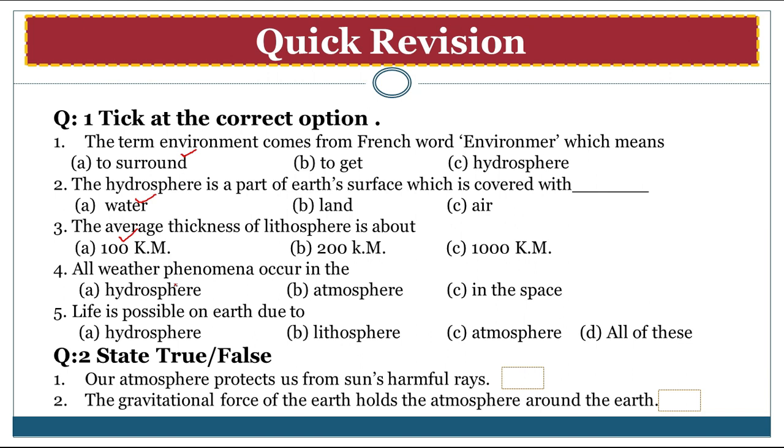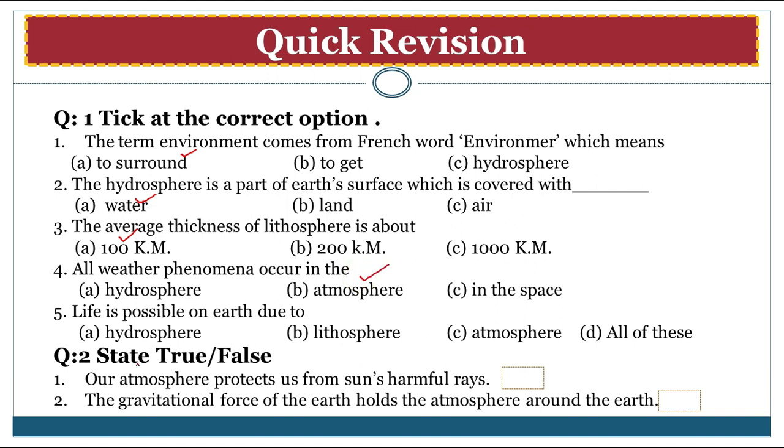Next, all weather phenomena occur in the hydrosphere, atmosphere or in the space. All weather phenomena means like rainfall, thunder, hailstorms and snowfall. Where do they occur? They occur in the hydrosphere, or in the atmosphere, or in the space. You have to tell the correct option. Well, the correct answer is, all weather phenomena occur in the atmosphere.